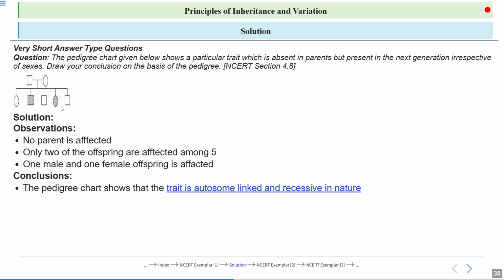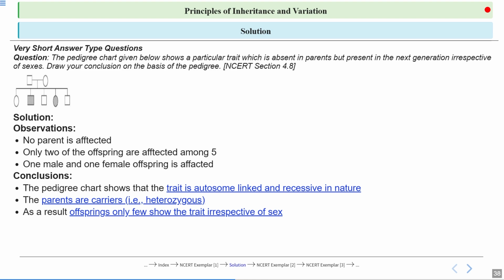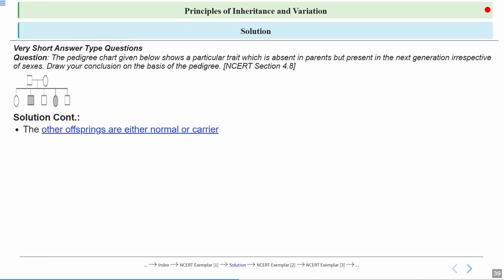And why is this autosomal? This is autosomal because both the males and females are affected equally. So they are saying irrespective of the sexes. When it is irrespective of the sexes, it is linked to autosomes. Clear? So here the parents are carriers, they are heterozygous. And because of this, as a result, only a few offspring show the trait, irrespective of the sex. So that's why it is autosomal. Other offspring are either normal or they are carriers.